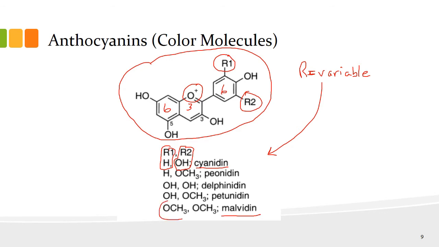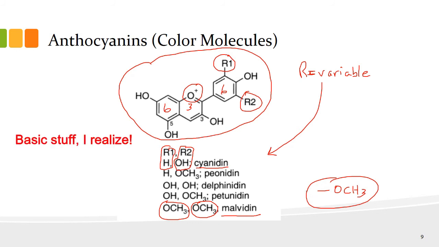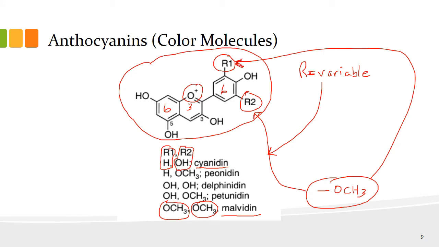The R1 group and the R2 group are identical. So if you had malvidin, you would see this OCH3 group. You would see that at this spot, and you'd also see it over here at this spot. Okay? The key take-home is these are colored, and these give wine its characteristic red color. All right? Anthocyanins, colored molecules, that's your real take-home.